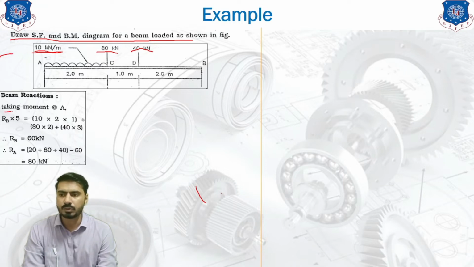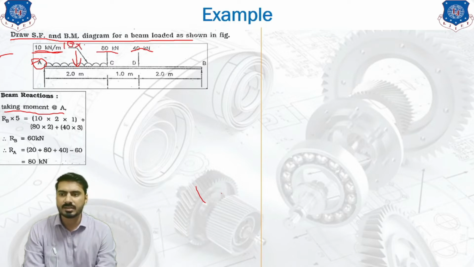First of all, you need to take a moment at any point on the beam. We are taking the moment at point A. At point A, we are going to take the moment of the UDL first. Instead of the UDL, we can convert it into a point load acting at the center of the UDL. Which one is the center? It is located at 1 meter distance, like this. What will be the value of this point load? It is nothing but the total UDL into the total distance.